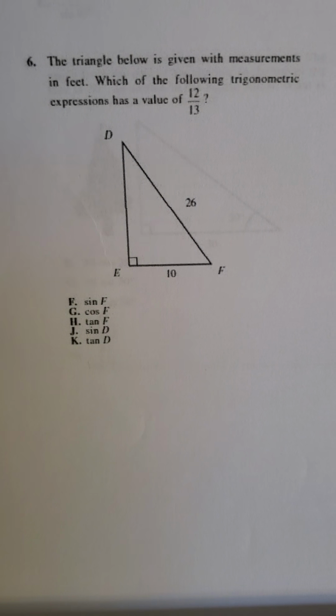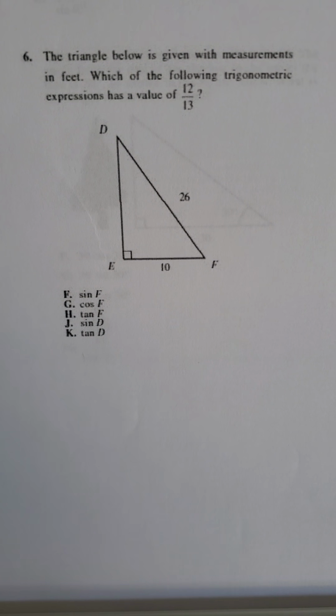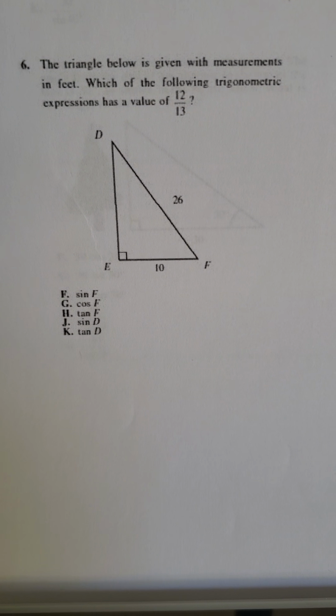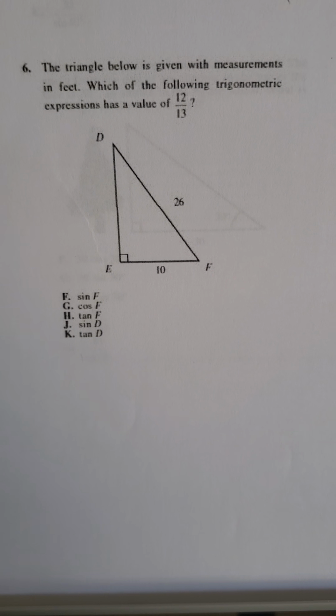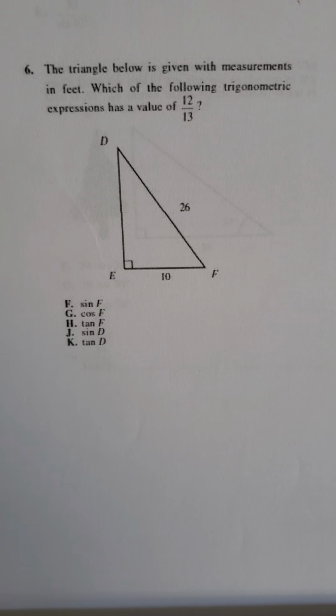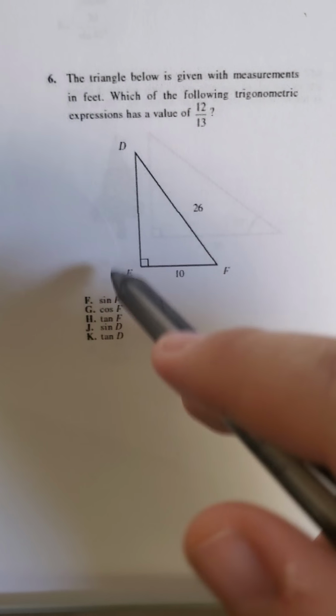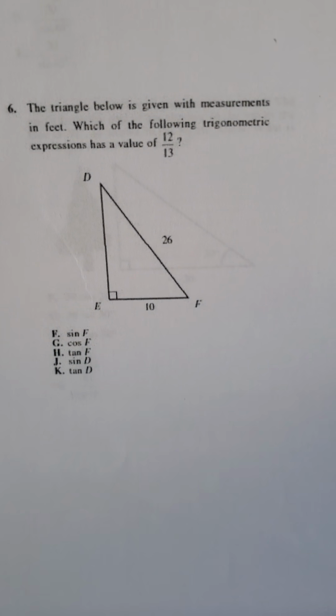All right, here we go. We're going to pick up on questions 6 through 10. The triangle below is given with measurements in feet. Which of the following trigonometric expressions has a value of 12 over 13? Well, let's figure out how long this side is, and then we'll figure out how we're going to get 12 over 13.